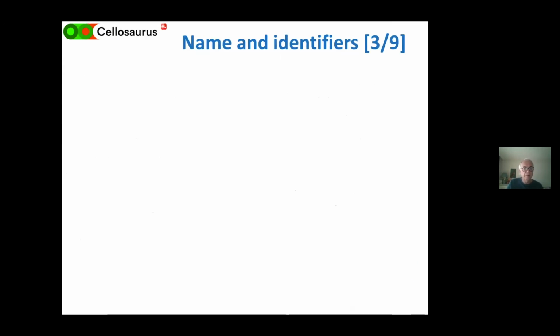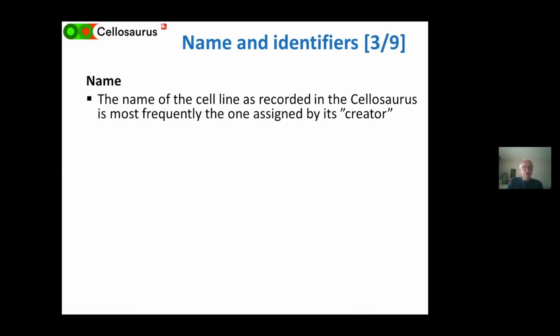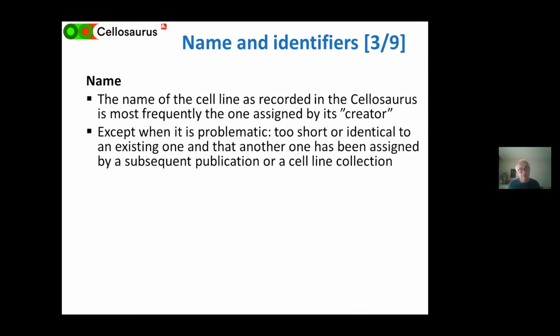Okay, so name. The name of the cell line recorded in Cellosaurus is most frequently the one assigned by its creator. If somebody creates a cell line, well, they should be able to name it. Except when it is problematic, like we said before, too short or identical to an existing one, and that another one has been assigned by a subsequent publication or cell line collection. Sometimes we don't have a choice. If it's short and nobody has given another name, then we have to do something about it, and I will show you in a few seconds what we do when two cell lines have the same name.